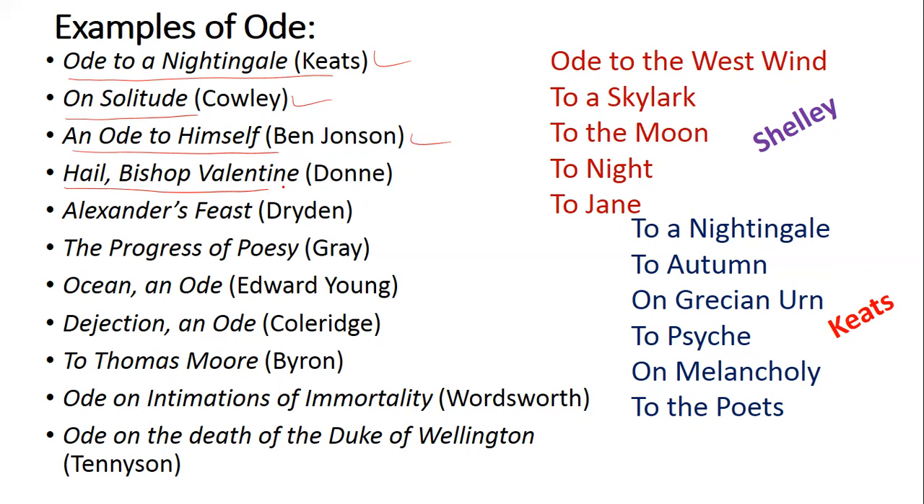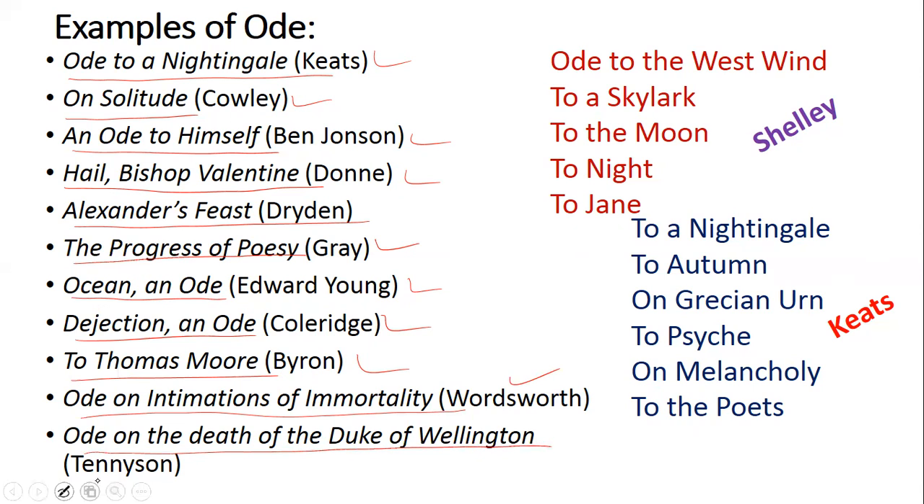Then Hail Bishop Valentine by John Donne. Then Alexander's Feast by John Dryden. Then the Progress of Poesy by Thomas Gray. Then Ocean and Ode, Edward Young is the poet. And Dejection and Ode by Samuel Coleridge. And To Thomas More by Lord Byron. Then Ode on Intimations of Immortality by William Wordsworth. Then a very long title here by Tennyson. So Ode on the Death of the Duke of Wellington, very important work by Alfred Lord Tennyson.